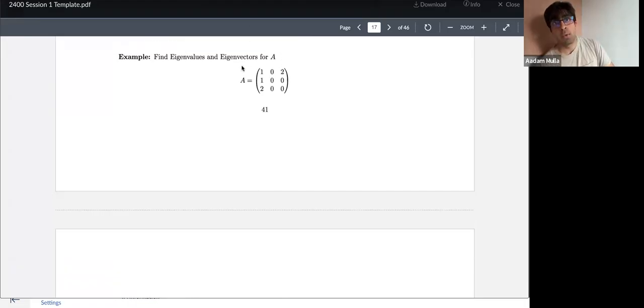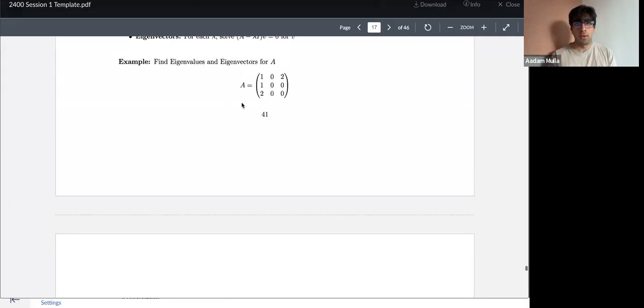So here's our matrix. We want to find eigenvalues and eigenvectors. Again, we want to find vectors such that when we multiply this matrix by them, we end up with a scaled version of our original vector. That's what we're looking to do. Okay, and that's a way you can also check your work.